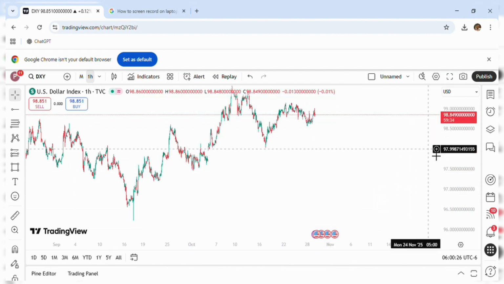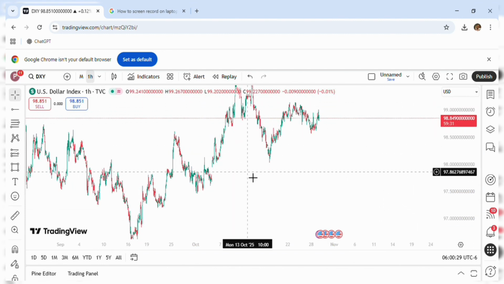Since we know that we have an unfulfilled range in the 1 hour time frame, we can see a gap here. This gap is called a vacuum block.